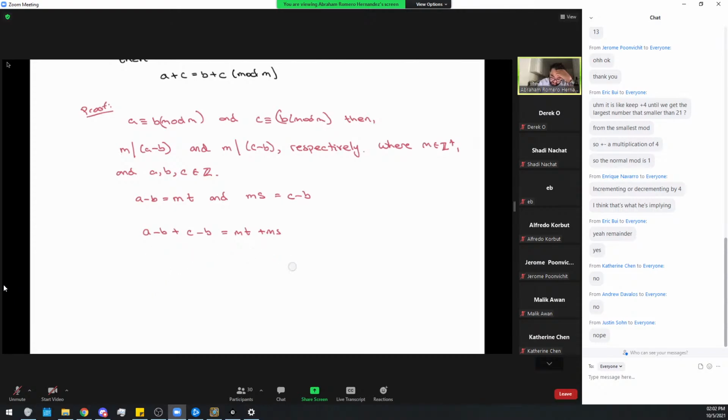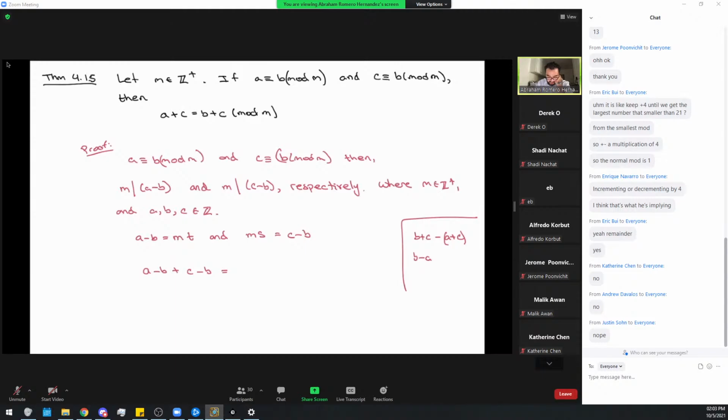No, because if I'm trying to do that, I'm trying to get to B plus C. So what I'm trying to get to is B plus C minus A plus C. That's what I'm trying to get to. So that will give me B minus A. That's what I'm trying to show. So M divides C minus B.